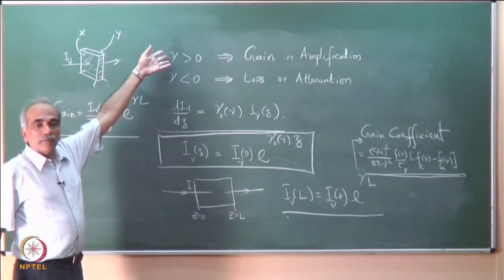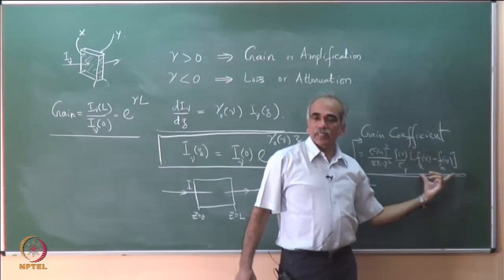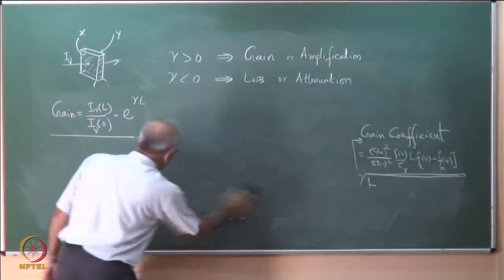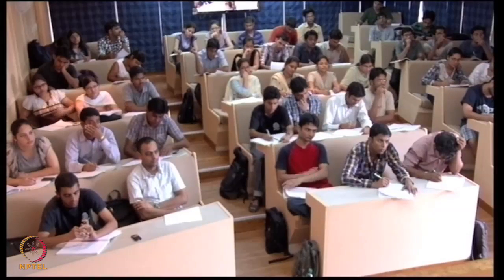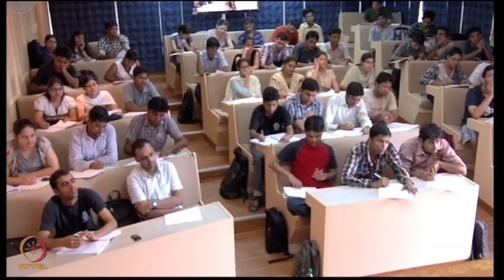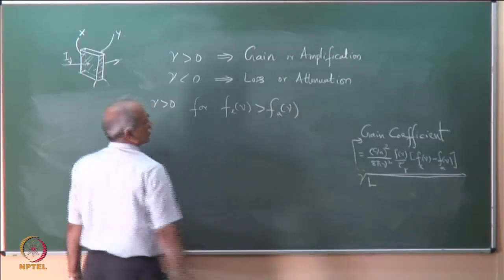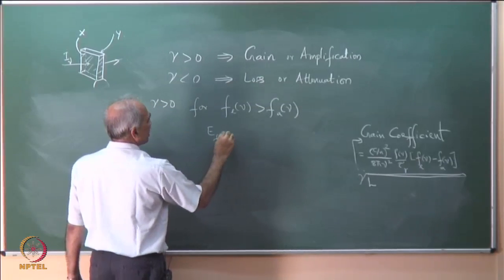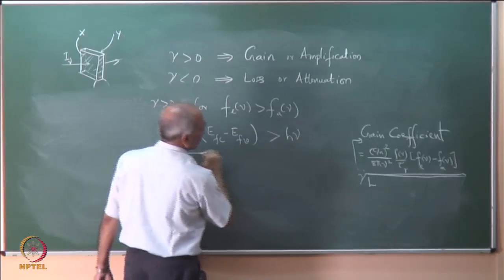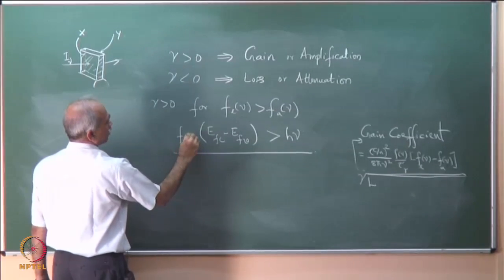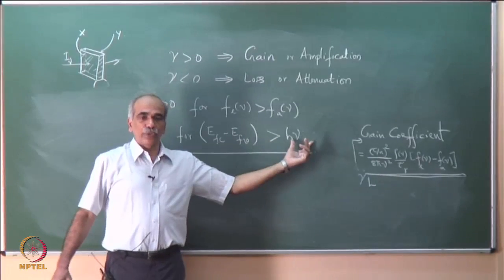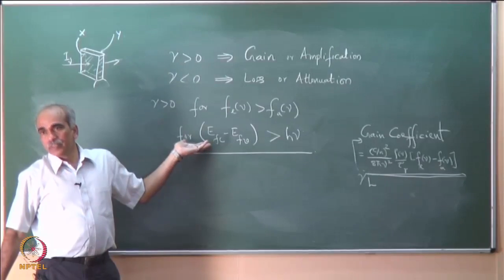Therefore, it is the sign of gamma which is important, and it will be determined by this factor f e of nu minus f a of nu. So, gamma is greater than 0 for f e of nu greater than f a of nu, and this happens when E f c minus E f v, the difference between the quasi Fermi levels, is greater than h nu. So, if the separation between the quasi Fermi levels is greater than h nu, then for all those frequencies we have gain in the medium.